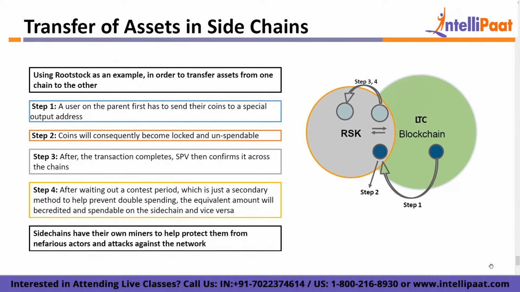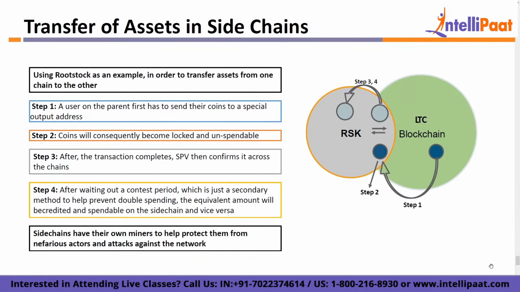Transfer of assets inside sidechains. How does it happen? Let's take an example of RootStock to transfer an asset from one chain to another. In step one, a user on the parent chain first has to send their coin to a special output address, which is a RootStock address, and then the coin will consequently become locked and unspendable. So the moment the main blockchain starts the sharing, that amount of coin, that amount of asset, is locked inside the main blockchain and becomes unusable for that amount of time inside the network. So it will not be shown in the main balance of the wallet of that node.